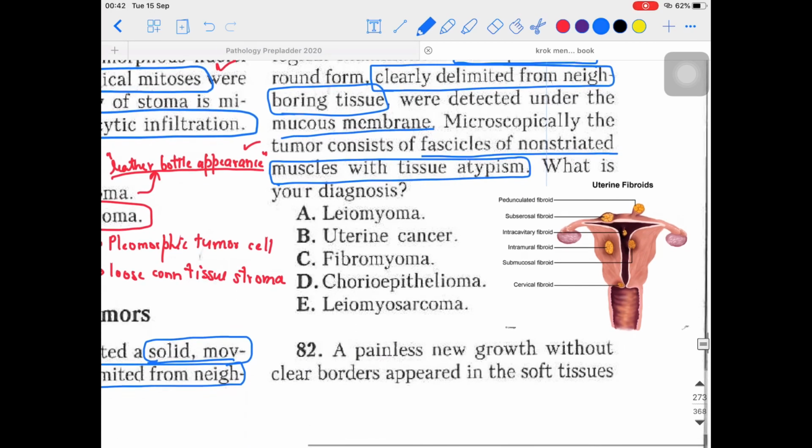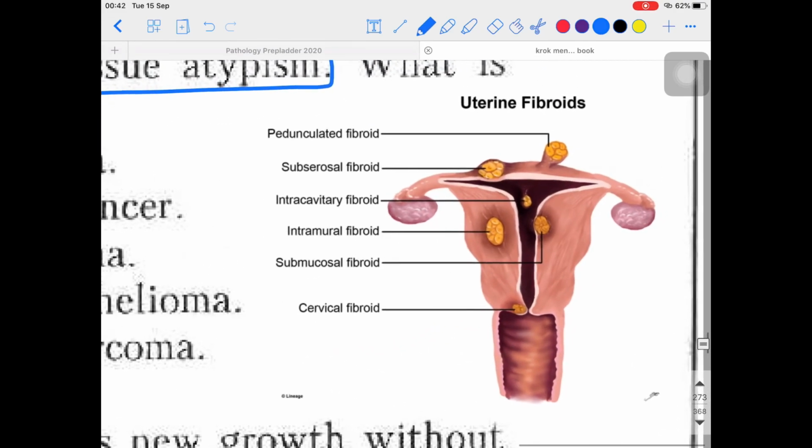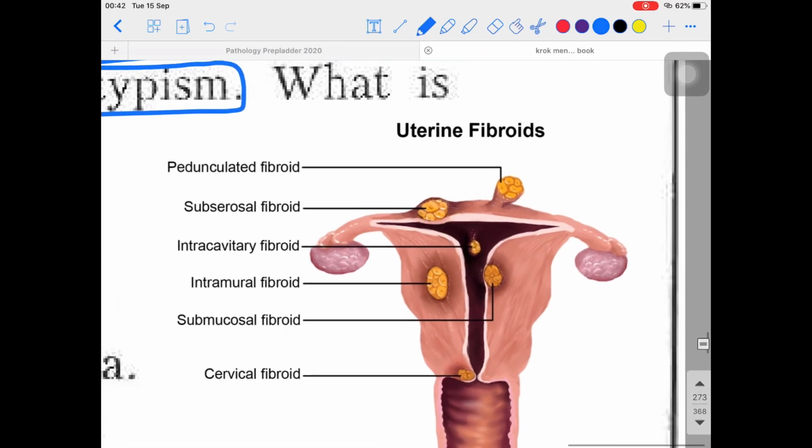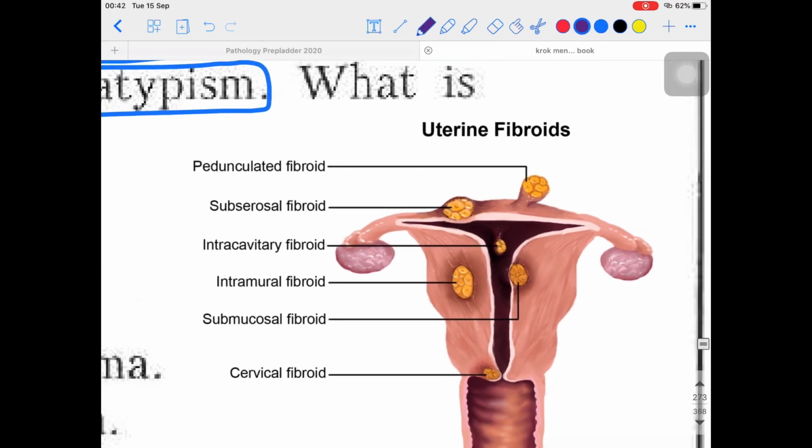So look over the image which I have inserted for you guys. This is the image of uterine fibroids, or in other words you can also call it Leiomyoma. Okay, Leiomyoma. Now what is Leiomyoma? Leiomyoma and the uterine fibroid, they are the same thing.